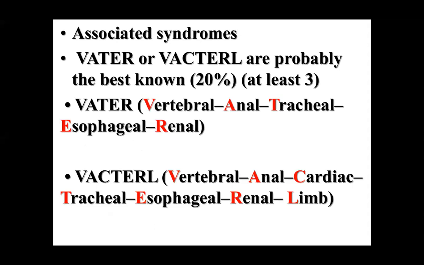You must know that there are at least 15 syndromes that were associated with esophageal atresia, and VATER or VACTERL syndromes are probably the best known. They represent approximately 20% of all esophageal atresia. And when we have at least 3 of these malformations that we will see below, we will speak about VATER or VACTERL malformation. So I remind you, VATER: V for vertebral, A for anal, T for tracheal, E for esophageal, and R for renal. And for VACTERL, we add C for cardiac and L for limb.